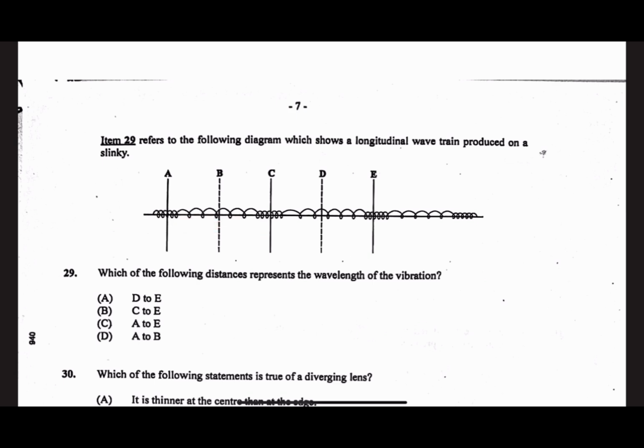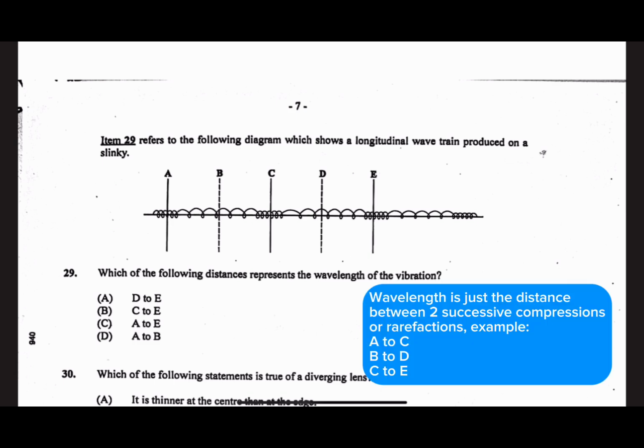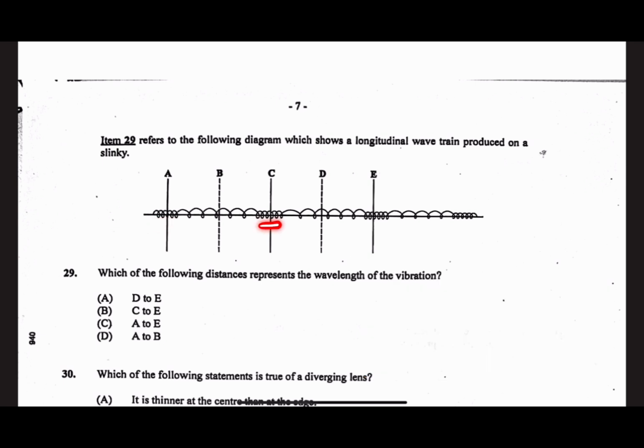when the slinky spreads out. So when we're talking about wavelength, wavelength would be the distance between two successive compressions or two successive rarefactions. So this is an example of two successive compressions. So like A to C would be a possible answer, right? C to E would be a possible answer. Heck, B to D would be a possible answer because those are two successive rarefactions. So in the options, you see that C to E is listed, so C to E is the answer.